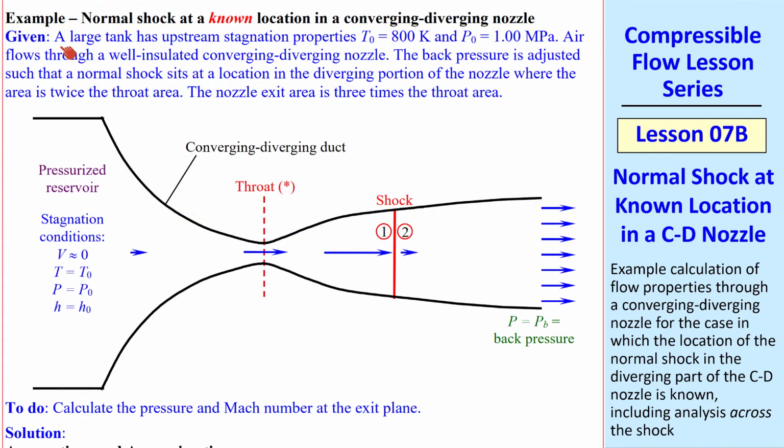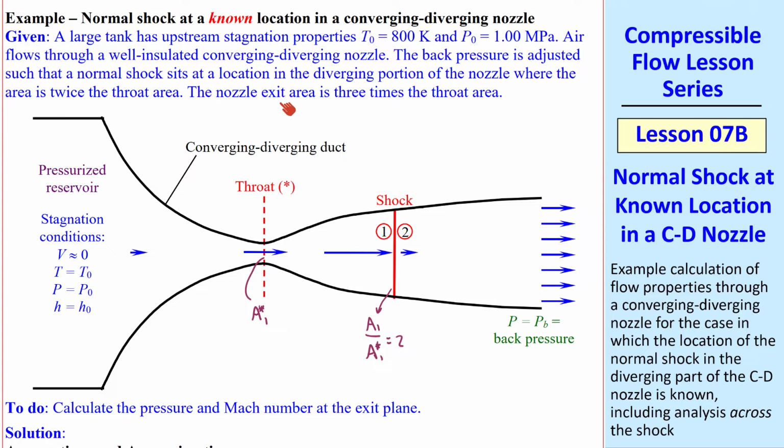In particular, in this example, we're given a large tank with known stagnation temperature and pressure, and the back pressure is adjusted such that a normal shock sits at the location of the nozzle where the area is twice the throat area. We'll call this throat area A*1, the actual throat. So at this location, A1 over A*1 is 2, twice the throat area.